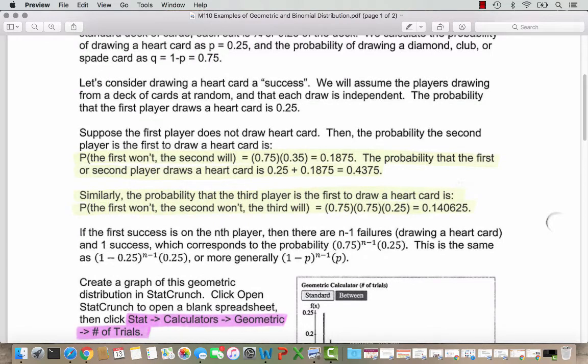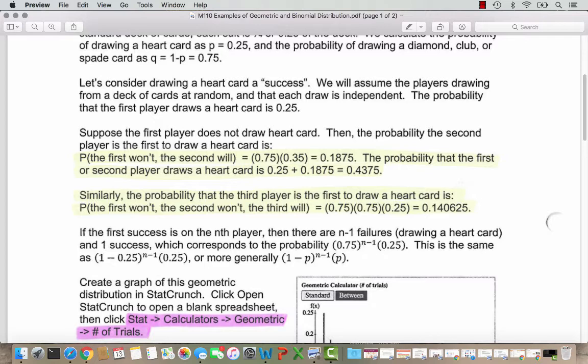We are going to consider drawing a heart card a success. We will assume that the player is drawing from a deck of cards at random and that each draw is independent. The probability that the first player draws a heart card is going to be 0.25. So now let's think about, what if the first player does not draw a heart card? Then we can calculate the probability that the second player is the first person to draw a heart card.